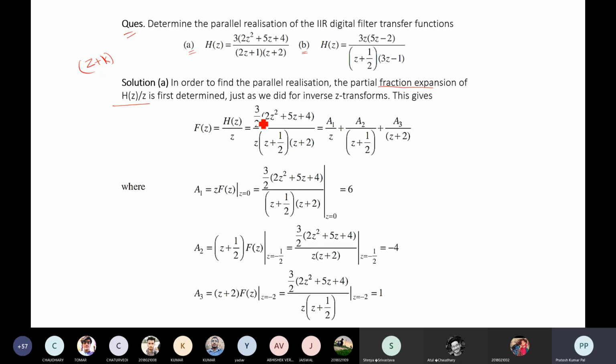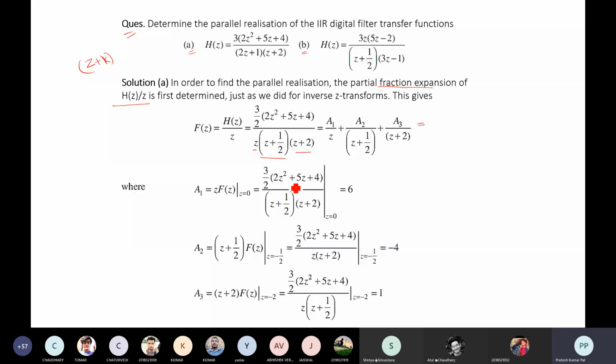After simplification, this will be the representation. So H(z) divided by z will be equal to this. Now this is one term, this is another term, and this is the third term. We will make the partial fraction using this. The first is z, the second is z plus 1 by 2, and the third is z plus 2. These are first order systems. So in partial fraction, it will be A1 divided by z plus A2 divided by this, and A3 divided by this. This is how we should proceed with the partial fraction.